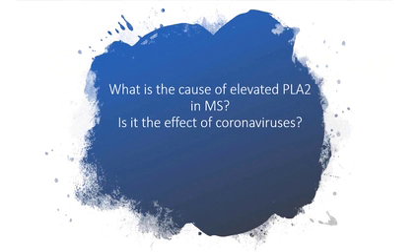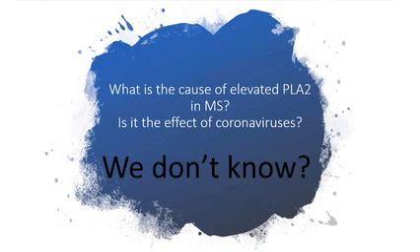So, what is the cause of elevated PLA2 in multiple sclerosis? Is it the effect of coronaviruses? We don't know for sure, but it looks suspicious. Coronavirus is found in high amounts. Almost all the coronaviruses produce excessive PLA2, and a number of people found with MS had cerebrospinal fluid with the virus nucleic acids.